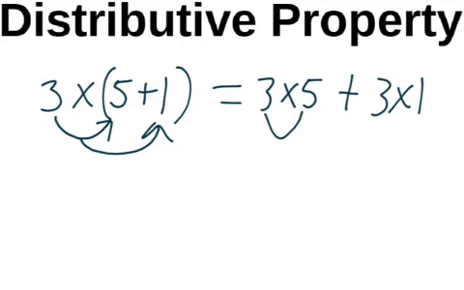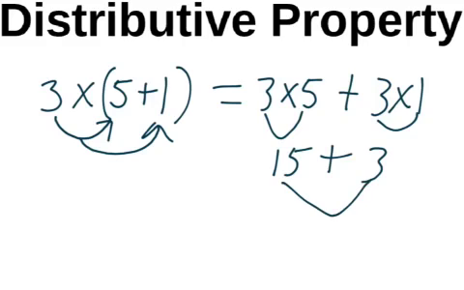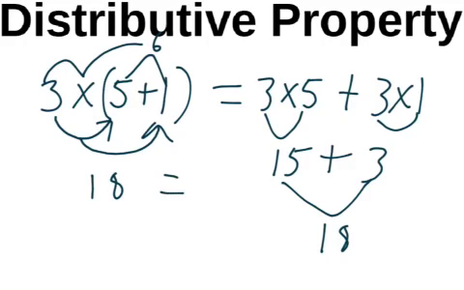So if you solve that, 3 times 5 is 15, and plus 3 times 1, 3 times 1 is 3. And 15 plus 3 is 18. So if you look here, 5 plus 1 is 6. And does everybody agree 3 times 6 is also 18? So that states that you can distribute the 3, or whatever number this is, to each of the other numbers and then add them up.